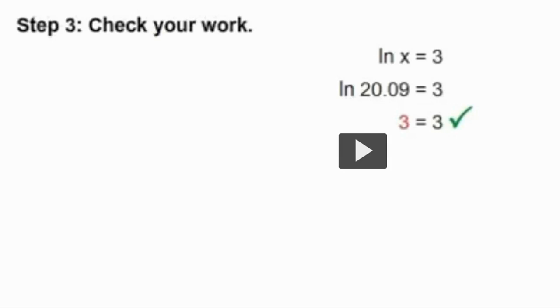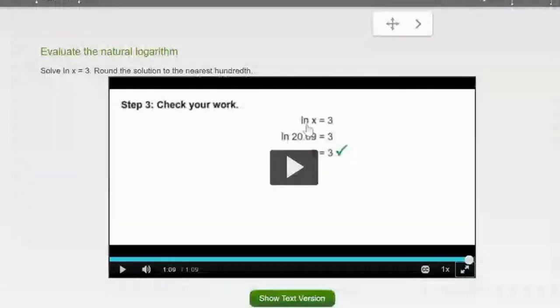Since it's rounded, it's probably not going to equal exactly 3. But it's going to be close enough to know that, okay, yes, that's just a rounding error. That's why it's not exactly 3. So that is correct. 20.09, if it's rounded to the nearest hundredth, is okay. So just be aware of that when you're using numbers like that in your calculator, dealing with e especially, because you'll end up having to round it.